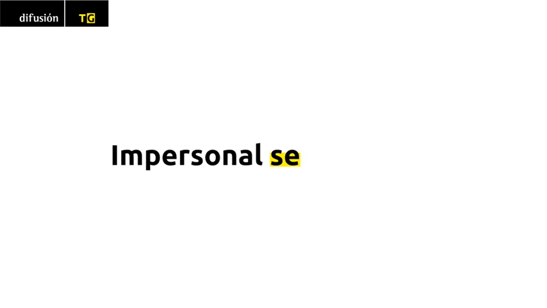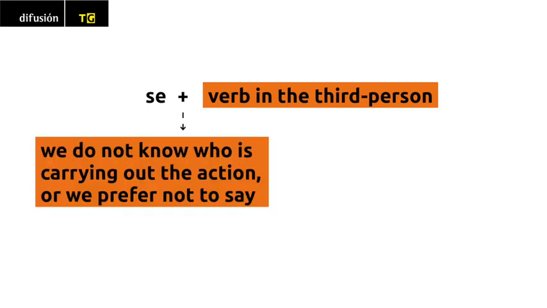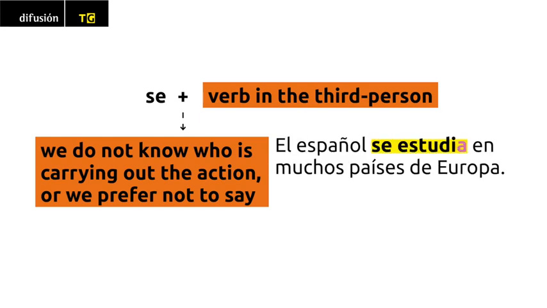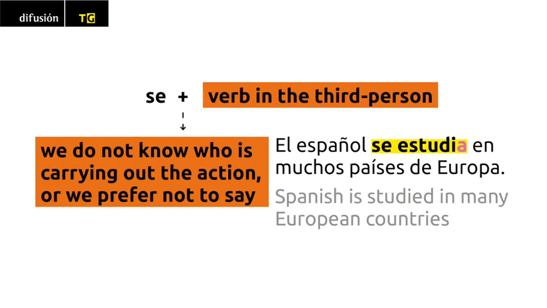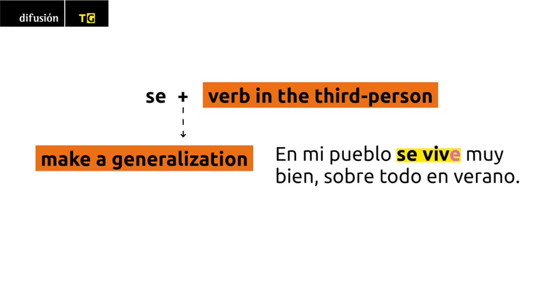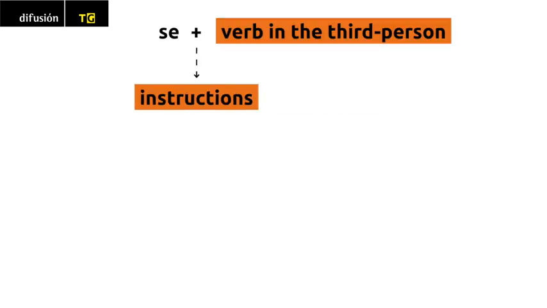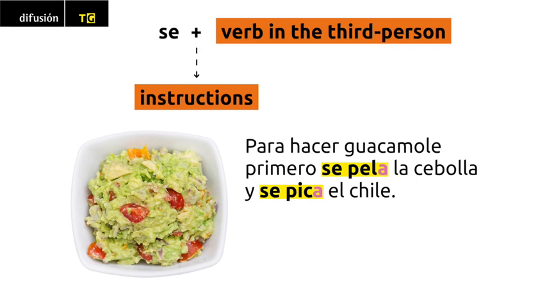Impersonal se. The pronoun se and a verb in the third-person conjugation is very useful when we do not know who is carrying out the action, or if we prefer not to say. El español se estudia en muchos países de Europa. Or when we wish to make a generalization. En mi pueblo se vive muy bien, sobre todo en verano. Or when we relay instructions on how to do something. Para hacer guacamole, primero se pela la cebolla y se pica el chile.